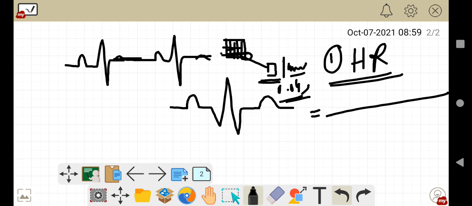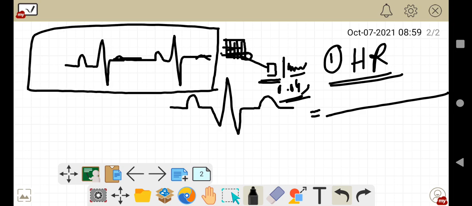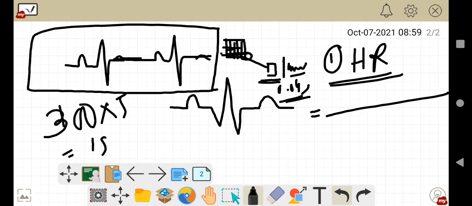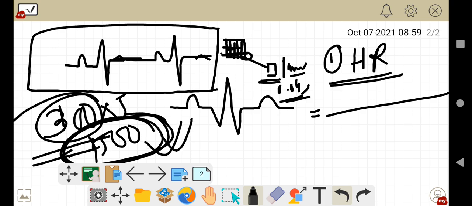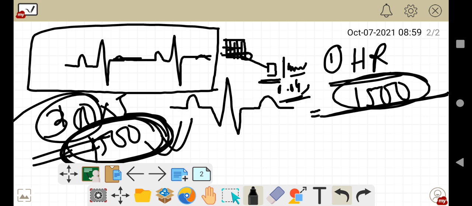Now, how will we calculate the heart rate? We know that in the entire ECG paper the number of large boxes is 300, and within one large box there are 5 small boxes, so the total number of small boxes is 300 into 5, which is 1500, correct? You can take either large boxes or small boxes. I take small boxes, as this is easier to calculate. So there are 1500 small boxes in the entire ECG paper. I will repeat again, 1500 small boxes in the entire ECG paper, right? So we can calculate heart rate by taking this 1500.